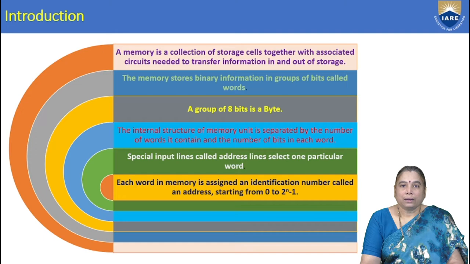From the block diagram of a computer, you can know that there are three major units of the computer. The first unit is the input unit, the second unit is the CPU, and the third unit is the output unit. In the CPU, there are three subsystems available. They are the control unit, memory unit, and arithmetic and logical unit. In this video, we will focus on the memory.